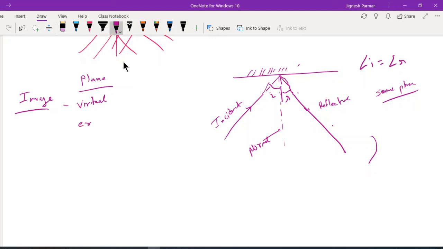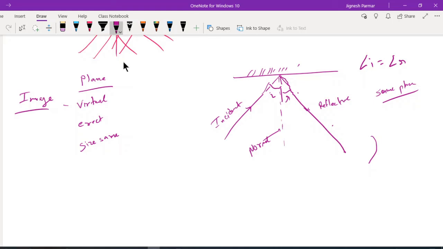And it is erect, exactly the same size. If I am standing in front of a plane mirror, is my height getting shortened over there? No, it is the same as it is.